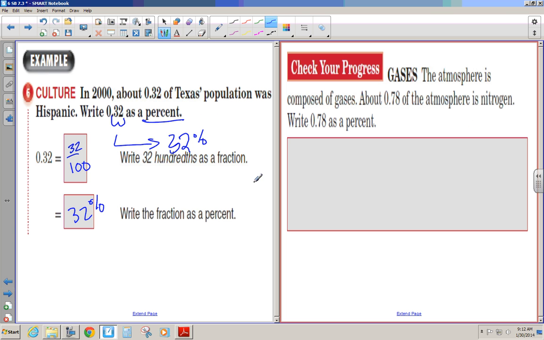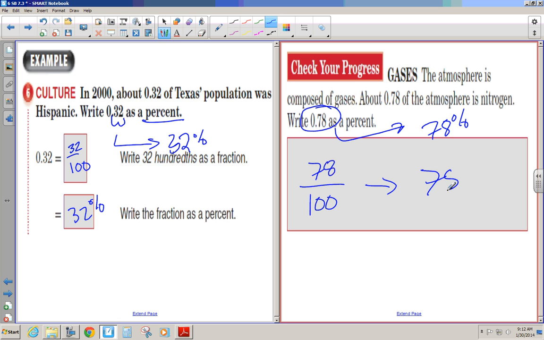Here's a check your progress. It's the same type of question. The atmosphere is composed of some gases. 0.78 of the atmosphere is nitrogen. Write this as a percent. Quickly, in your head, that's 78%. The math behind it is multiplying by 100. 78 hundredths is 78%.